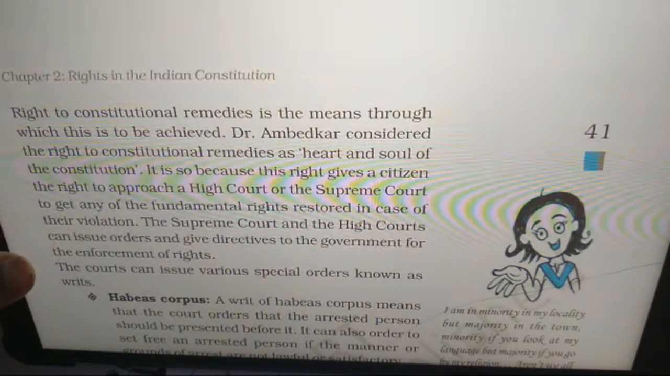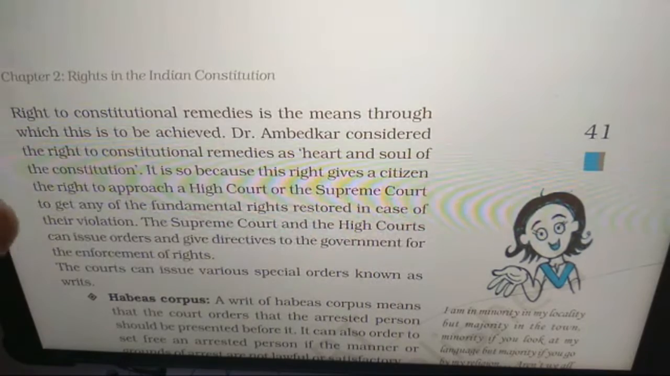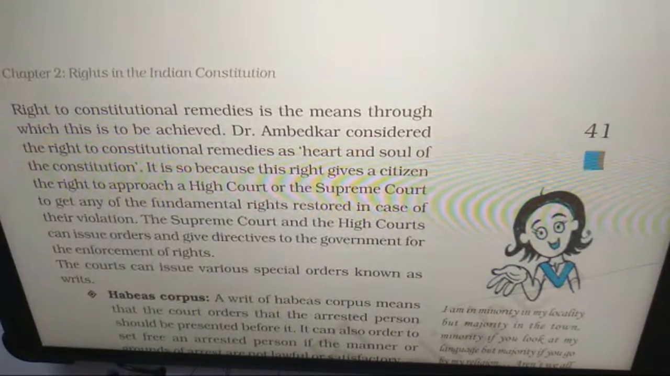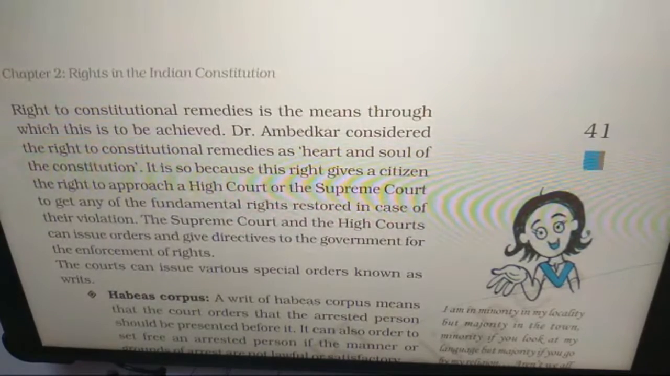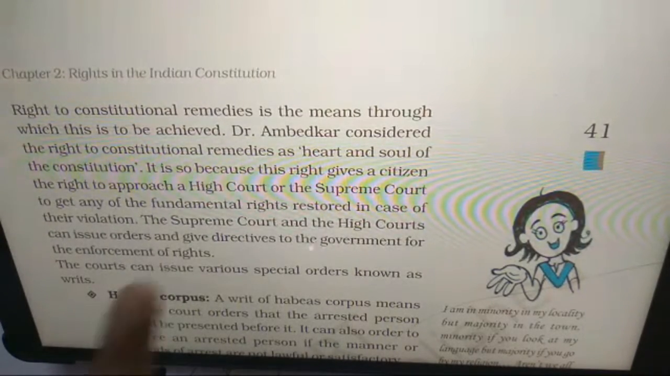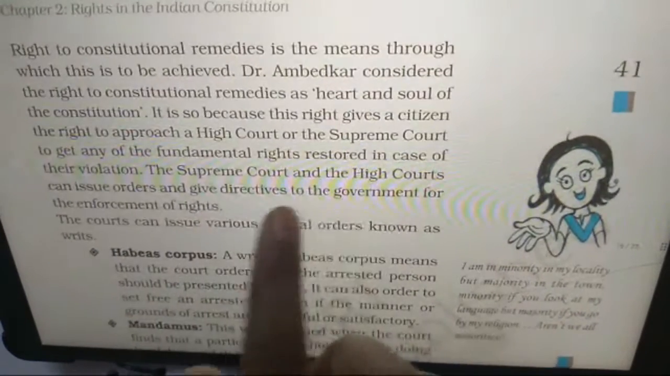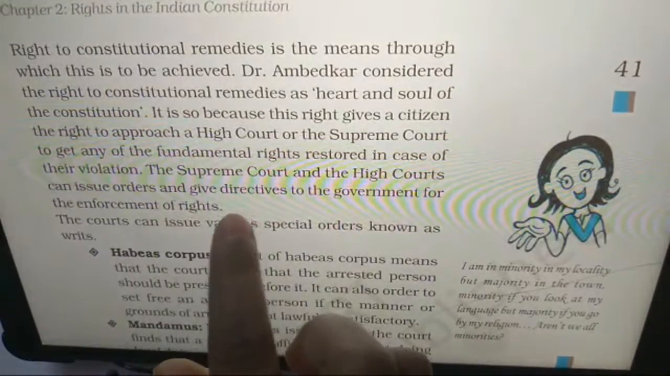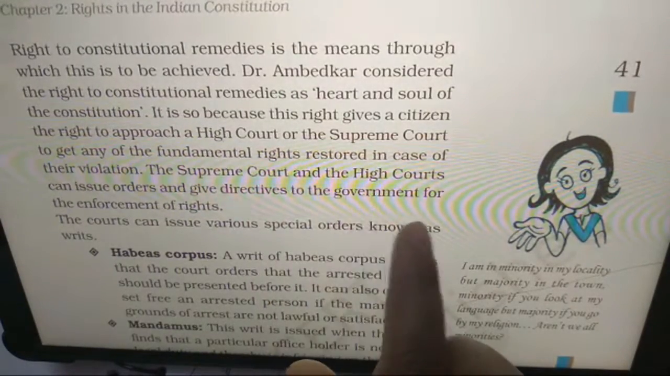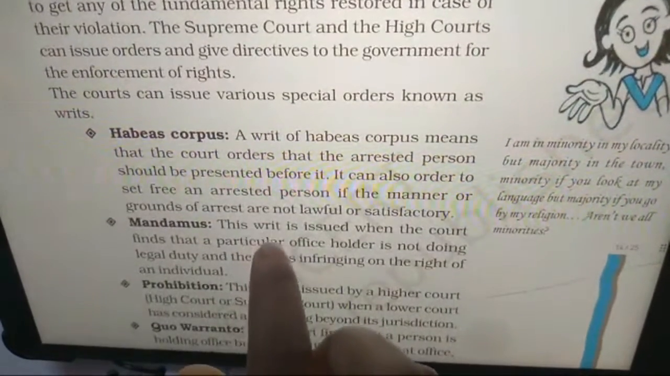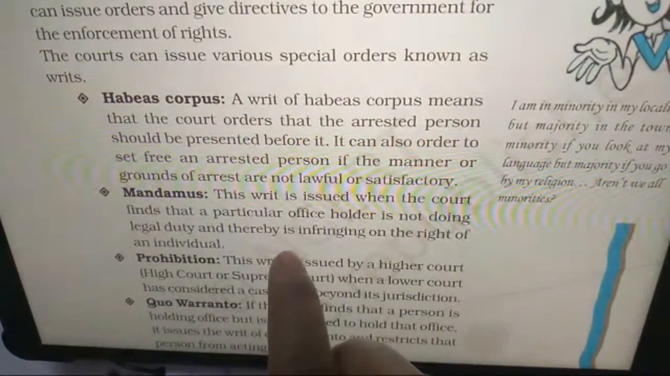Dr. Ambedkar considered the right to constitutional remedies as the heart and soul of the Constitution. It is so because this right gives a citizen the right to approach a High Court or Supreme Court to get any of the fundamental rights restored in case of their violation. The Supreme Court and the High Courts can issue orders and give directives to the government for the enforcement of rights. The courts can issue various special orders known as writs.